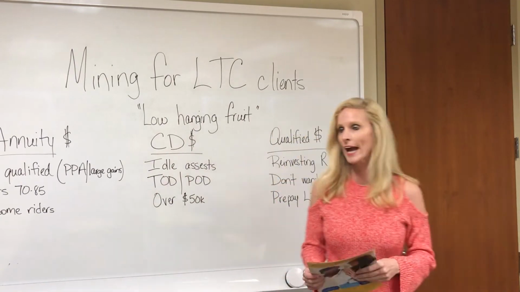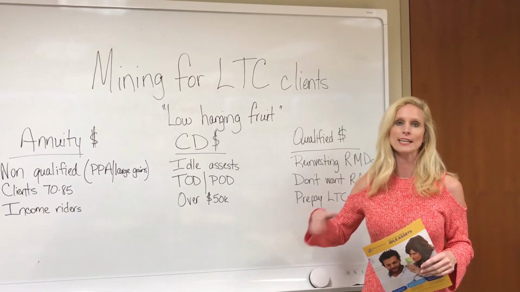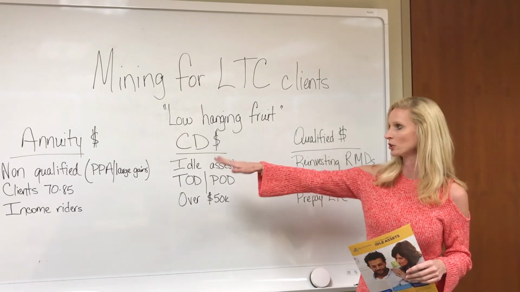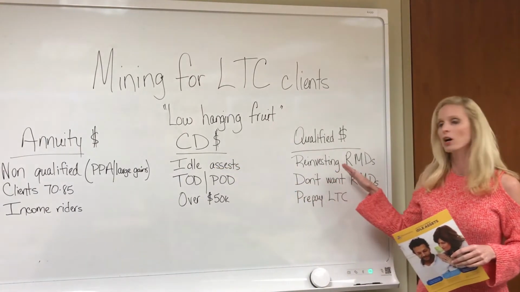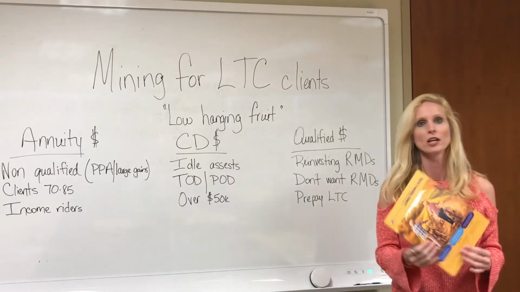So let's go ahead and recap. We're talking about long-term care all month, and what we notice typically is that low-hanging fruit is with either annuities, CDs, or qualified plans.